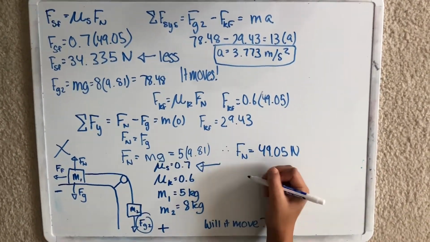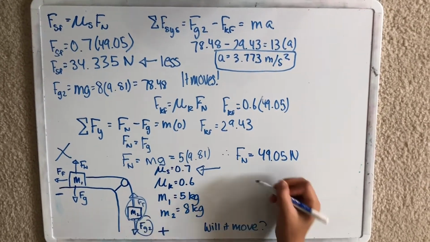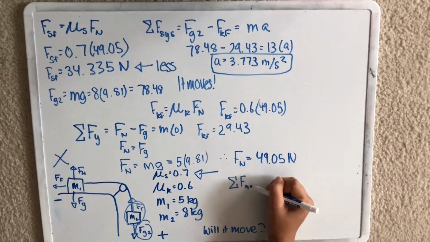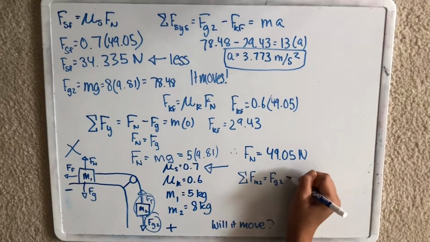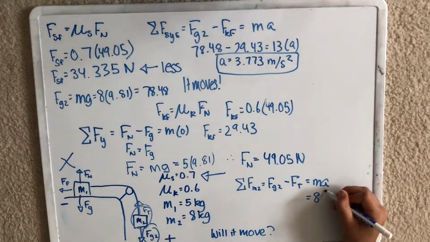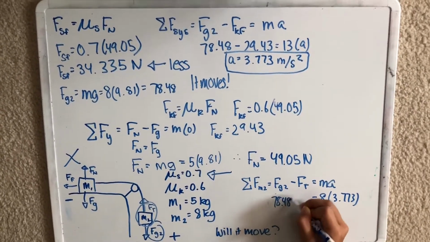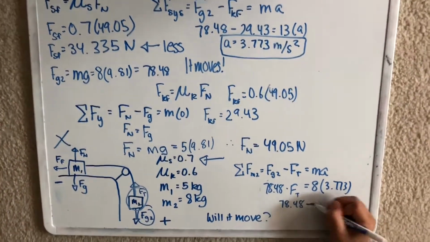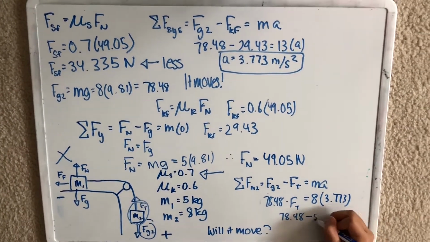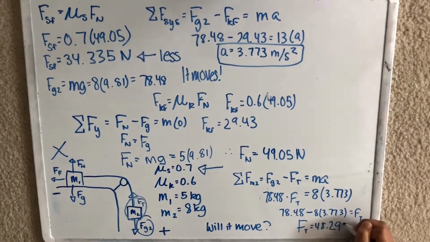Since you have the acceleration for the system, you know the acceleration of the individual objects. In order to solve for the force of tension, you pick one of your objects. Sum the forces for that one object and write your equation. Substitute known values, and then solve for the force of tension. And our force of tension is 48.295 newtons.